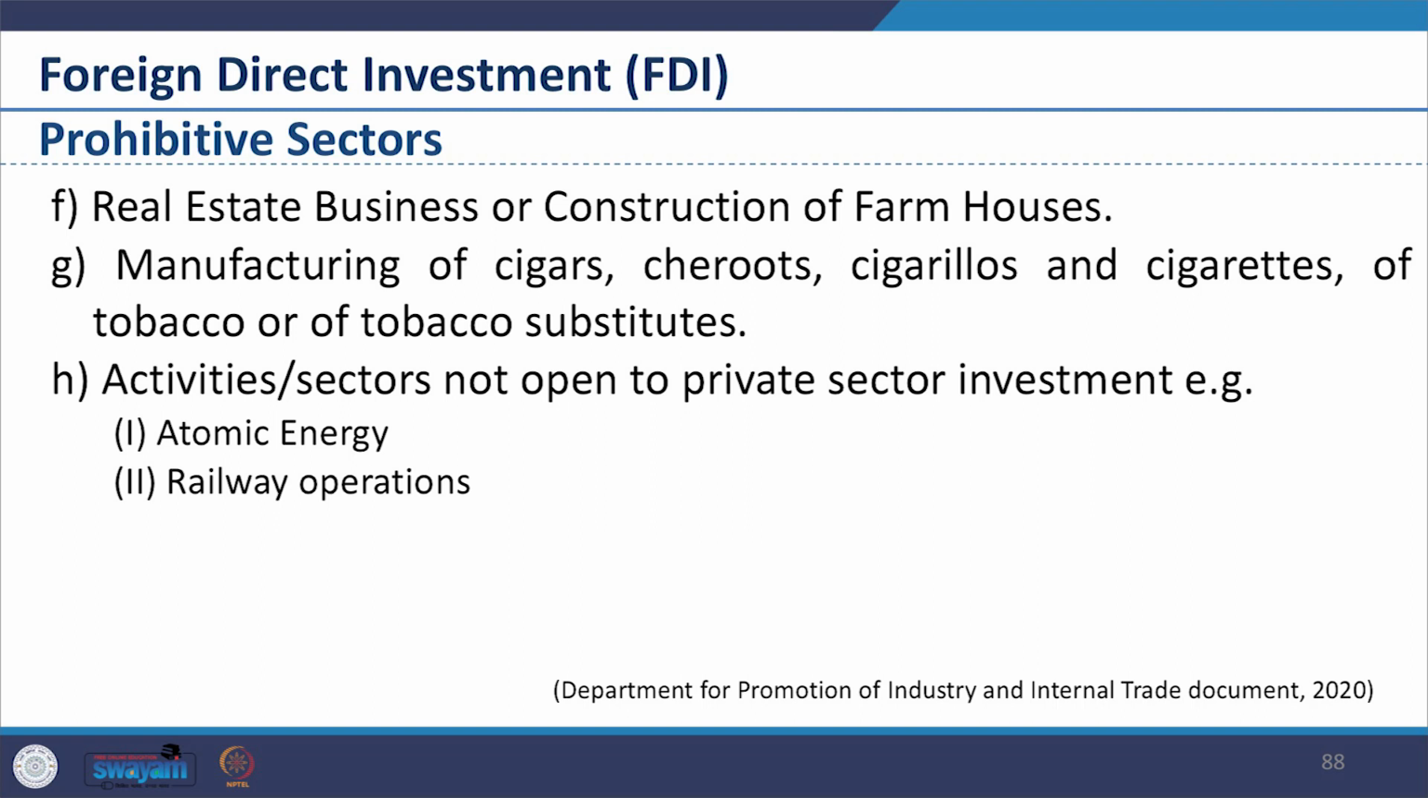We see manufacturing of cigars, cheroots, cigarillos and so on are also not permitted. Then we see activities or sectors not open to private sector investment are also not permitted, such as atomic energy, railway operation, other than the permitted activities. So you will see those permitted activities. Further, foreign technology collaboration in any form, including licensing for franchise, trademark, brand name, management contract is also prohibited for lottery, gambling and betting activities.